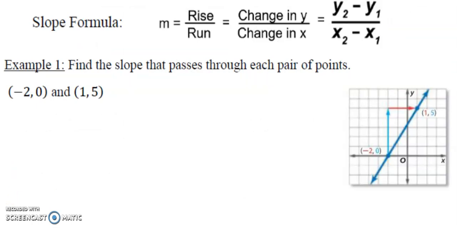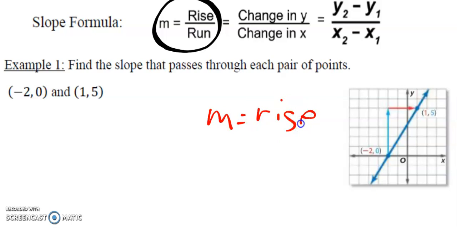Example 1, we're going to find the slope that passes through each pair of points. I'm going to show you 2 different methods for this example. I'm going to show you how to find the slope given the 2 points, and also how to find the slope from the graph. I'm going to start with the easier of the 2. We're going to use this formula here, rise over run. M equals rise over run. The rise is when you count up or down, and the run is when you go left or right.